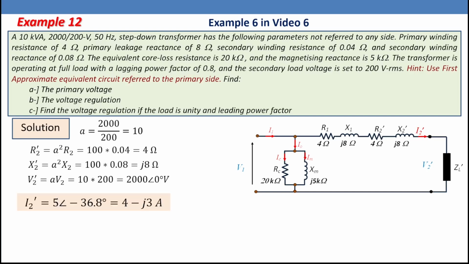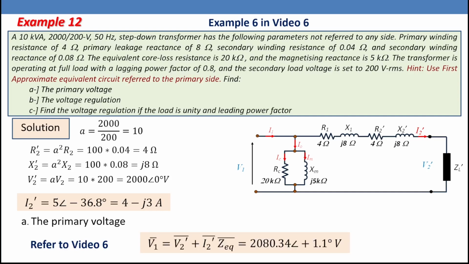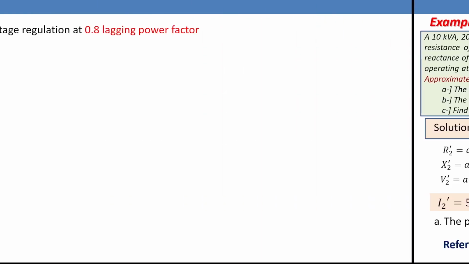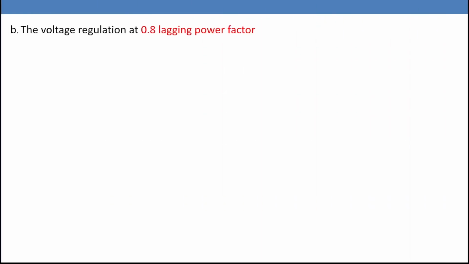So I2 dash is calculated as 5 angle minus 36.8 degrees, which equals in rectangular form 4 minus j3 ampere. Now we calculate V1 using Kirchhoff's voltage law, so the primary voltage is V2 dash plus I2 dash Z equivalent, which equals 2080.34 angle 1.1 degrees volt. So what is the voltage regulation at 0.8 lagging power factor?